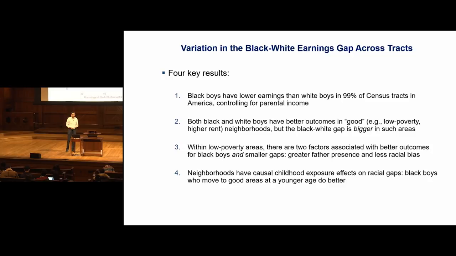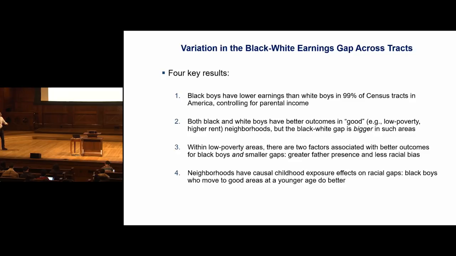Okay, fourth and final result from this. The stuff that I was showing you before is just descriptive, just correlational. We find, however, importantly, that these differences across neighborhoods are actually reflecting causal childhood exposure effects. So consistent with what we've talked about before we started breaking down the data by race, you'll remember we showed with the moving to opportunity study and our quasi-experimental analysis of kids who moved at different ages, kids who move to better neighborhoods tend to have better outcomes. That turns out to be true by race.